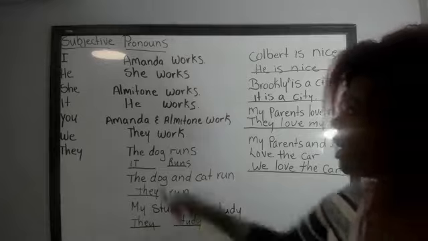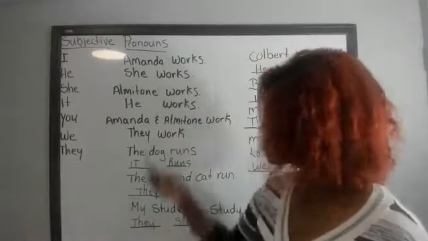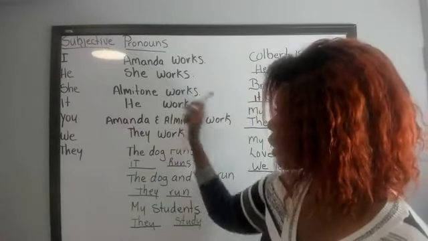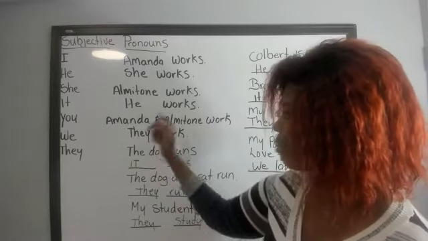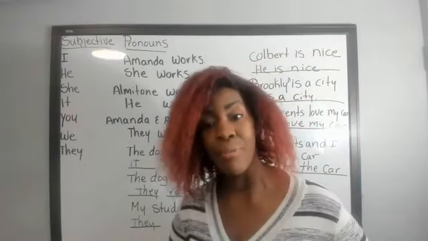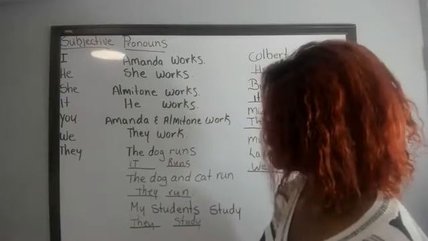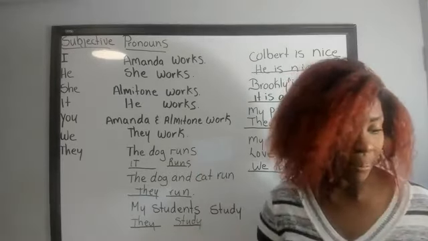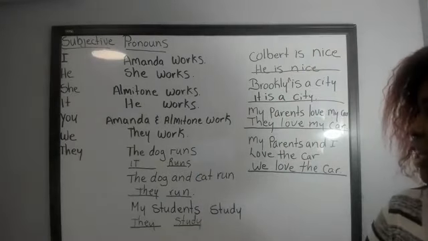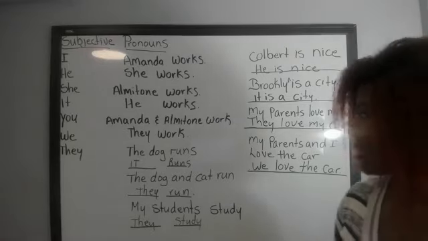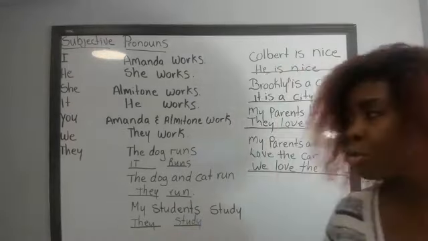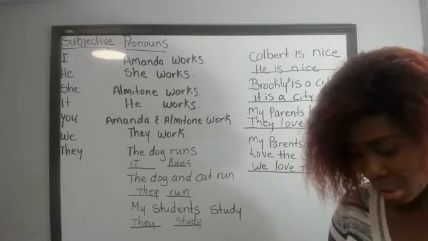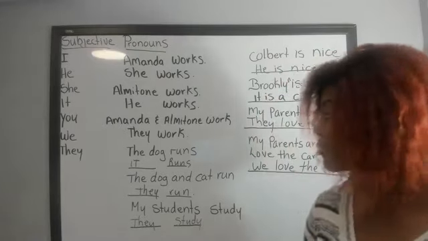Amanda works. She works because Amanda is she. Almatone works or he works. Almatone is a guy, so therefore we have to use he. Amanda and Almatone work. Now, we have two people right here. So I cannot say she work, neither can I say he work. So we have two people, so therefore I have to say they work. Since I'm talking about two people, no S.